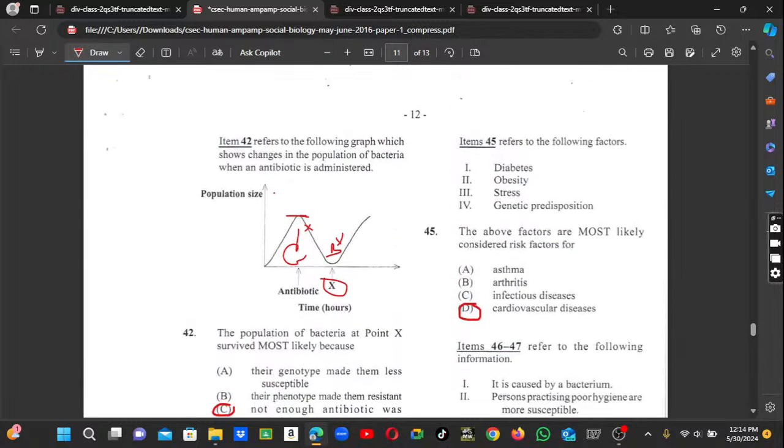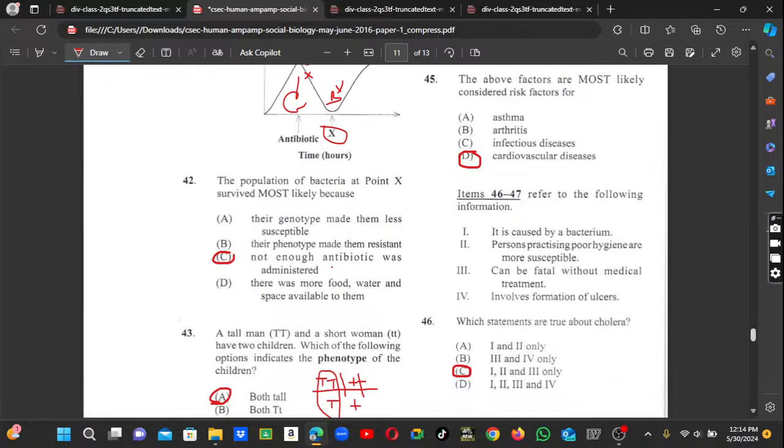Right, number 45 is to refer to the following factors. It says the above factors are most likely considered risk factors for. So here we are talking about diabetes, obesity, stress, and genetic predisposition. We all know that this would be most likely considered a risk factor for cardiovascular disease. So the answer for number 45 would have been D.